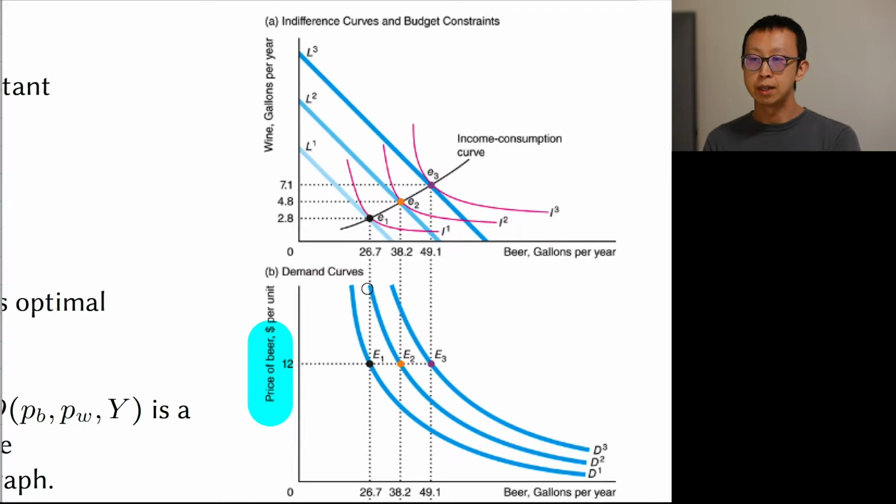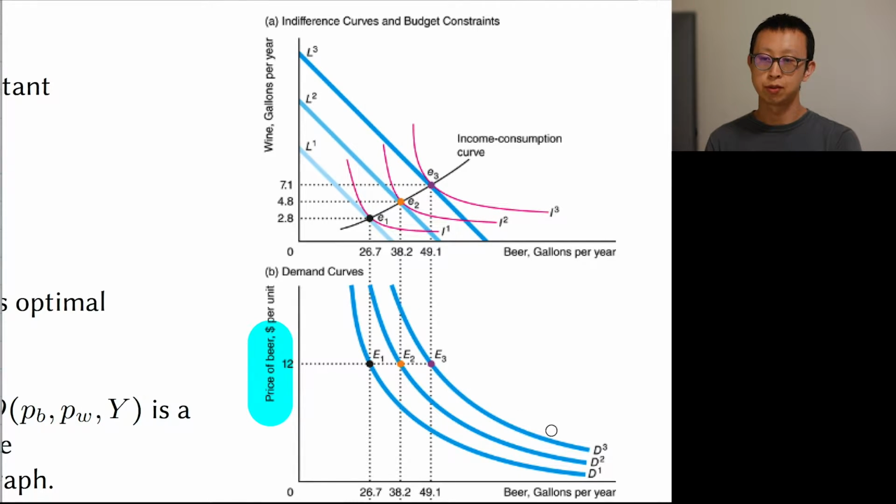First, the demand is at 26.7, and then it increased to 38.2 as the income increases, and then again up to 49.1 as the budget or income increases again. Each value corresponds to the optimal quantities in beer from the graph above. As we have done at the beginning of the class, these curves are plotted from the Marshallian demand function derived from the utility maximization problem above.